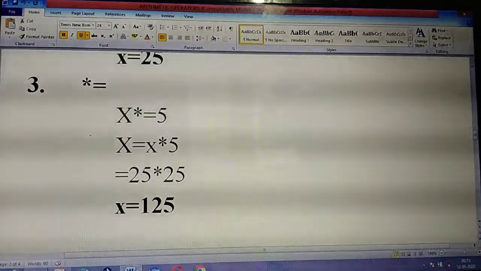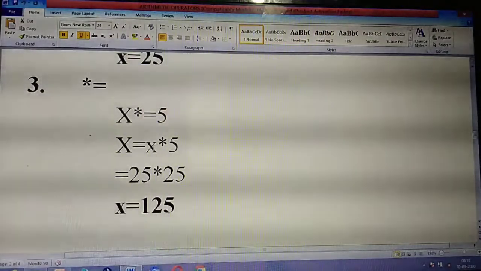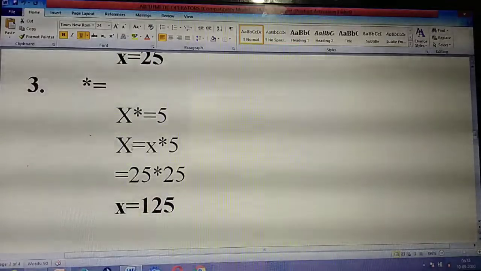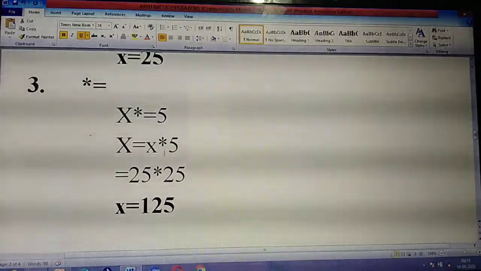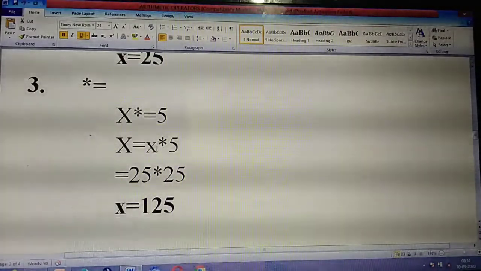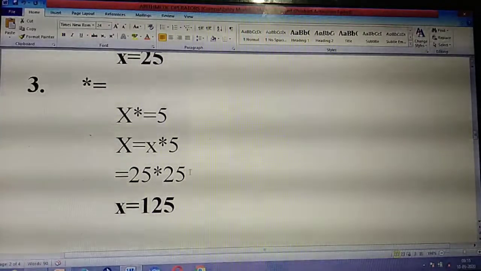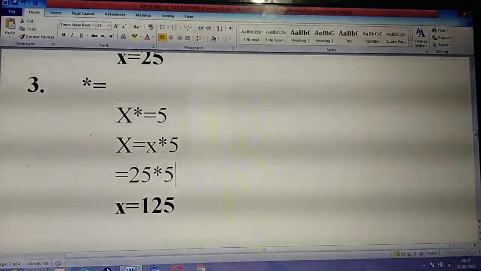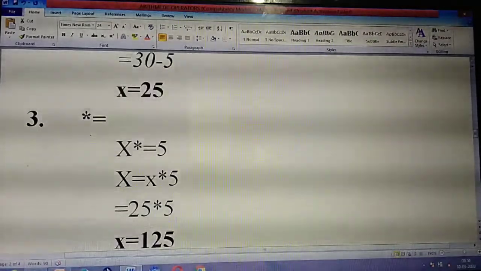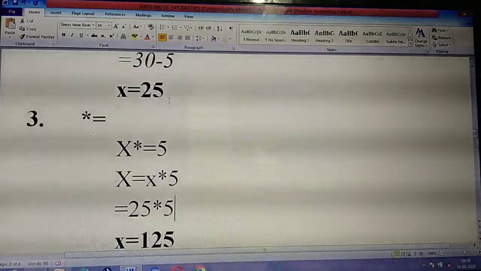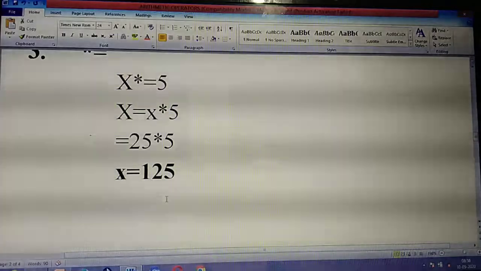So please listen, okay. x star equal to 5. What's the meaning? x into 5. x plus equal to 5 means x plus 5, x minus equal to 5 means x minus 5. Likewise, x star equal to 5 means x star 5. So what's the value you will get? It is not 25, it is 5, okay. What's the last value of x you got? The last answer was 25. So 25 into 5, what's the answer? 25 into 5 is 125.